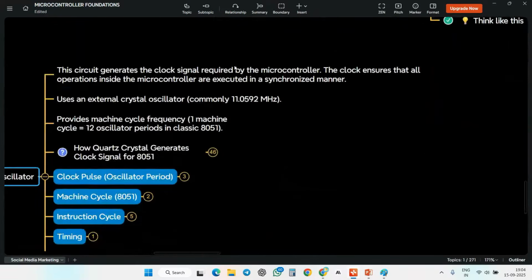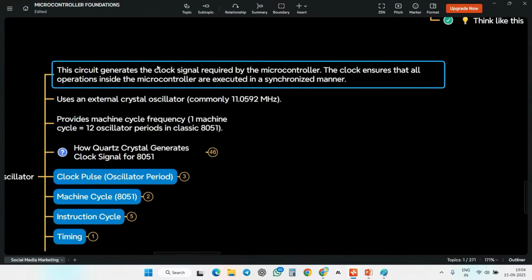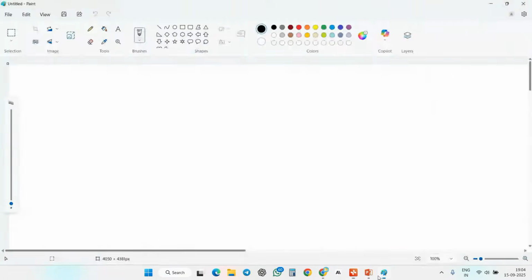What is meant by oscillator, guys? Okay, so this is the circuit which generates the clock signal required by the microcontroller. The clock ensures the operations inside the microcontroller are performed in a synchronized manner. So what it actually means, we already discussed it.